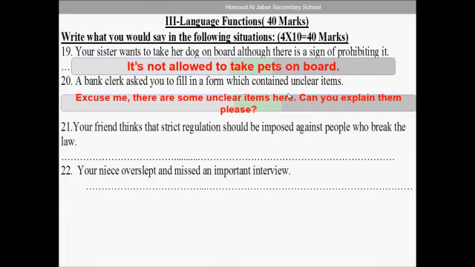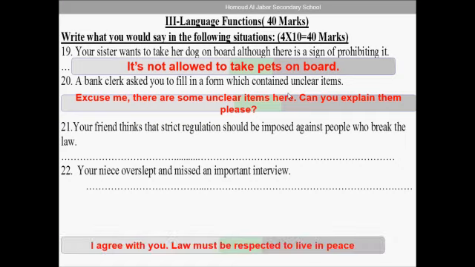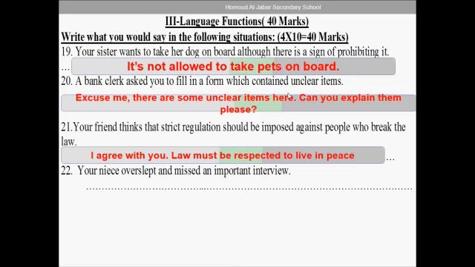Now let's move to question number 21. Your friend thinks that strict regulation should be imposed against people who break the law. صديقك يعتقد أن هناك إجراءات صارمة لابد أن تفرض ضد من يكسرون القانون أو من يخالفون القانون. Here you can respond in many different ways, but this is one way of them. I agree with you. Law must be respected. Law must be respected to live in peace. That's a good answer.